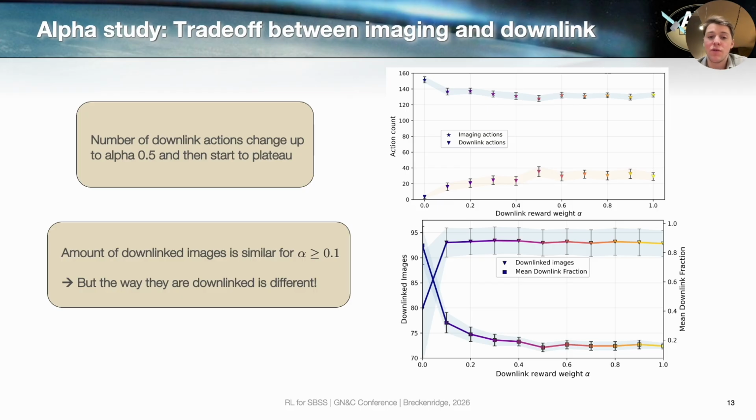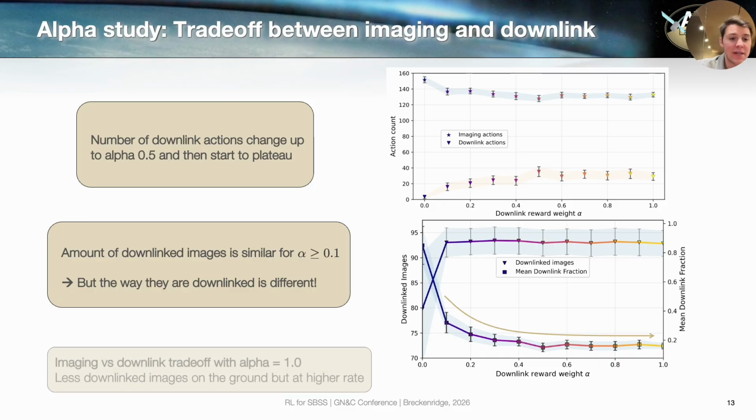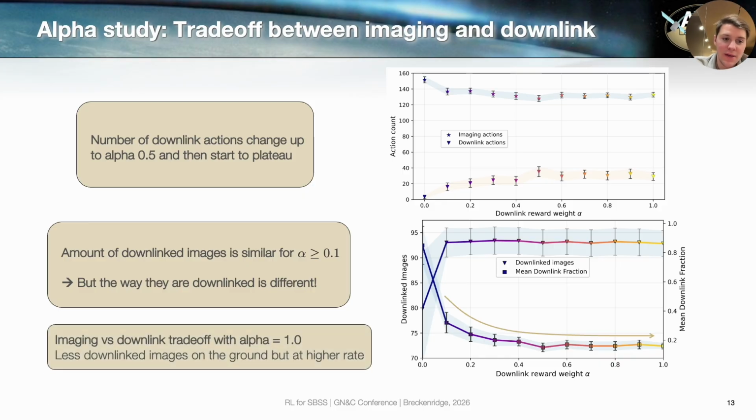Whereas if you look at the alpha 1.0 solution, which gets slightly less downlinked images overall, it does so by emptying every time around a half of a third, so around 0.17 or so. We see this indicative trend here, and this indicates that you actually get less downlinked images on the ground, but at a higher rate. So it might be more interesting to operators on the ground, even though you get slightly less overall.